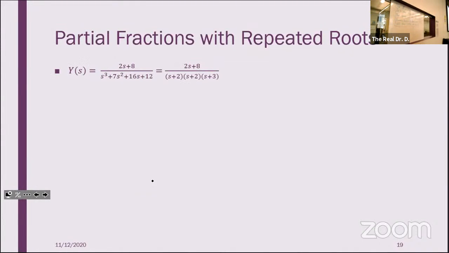So what do I have? Imagine for a second I have this system, 2s plus 8. I've already taken the Laplace transform, and this is what I get: a third order system. If I factor it, I get s plus 2 times s plus 2 times s plus 3. So I've got repeated roots. So, A over s plus 2 plus B over s plus 2 plus C over s plus 3? No, no, no. So how do we handle this when we have two repeated roots?